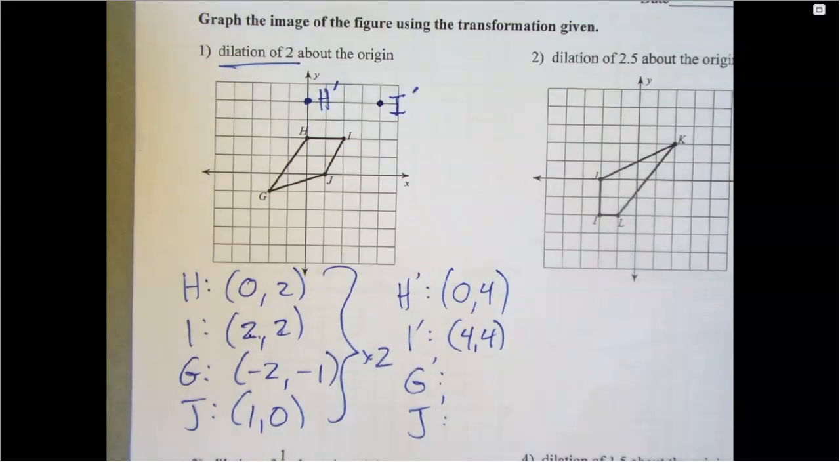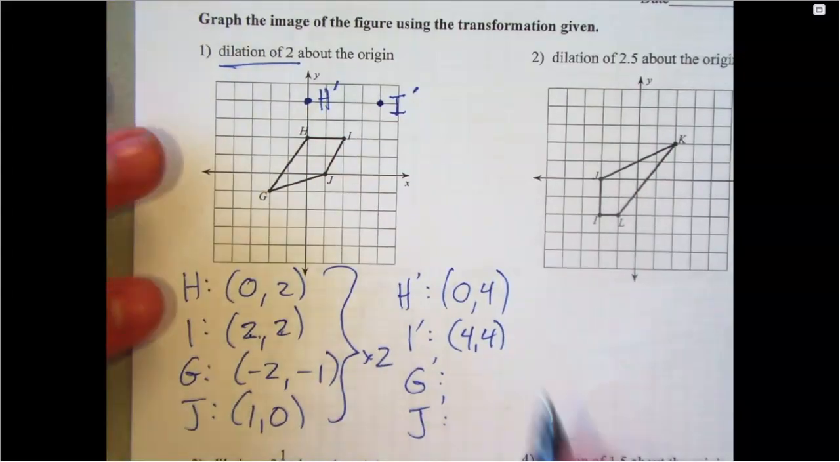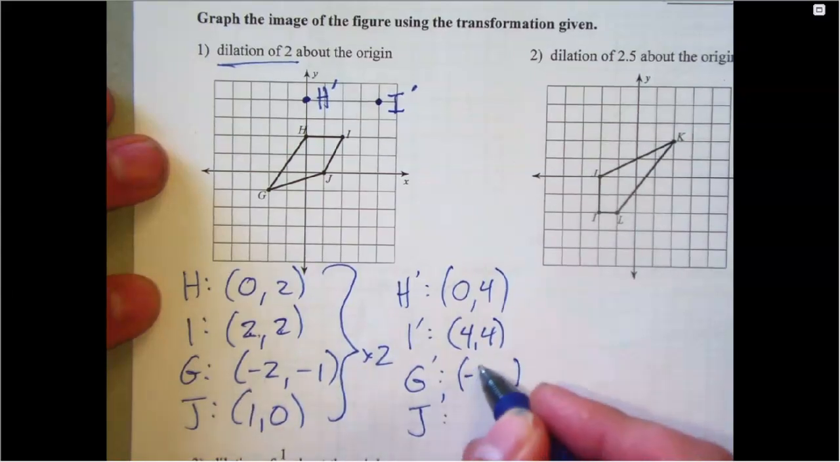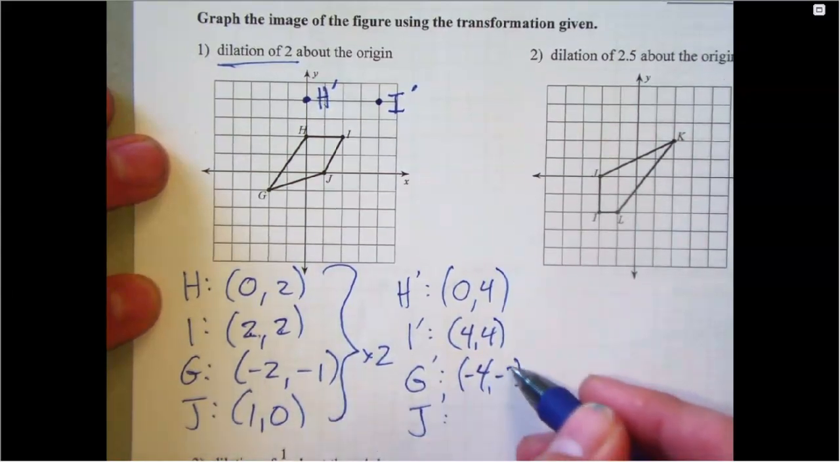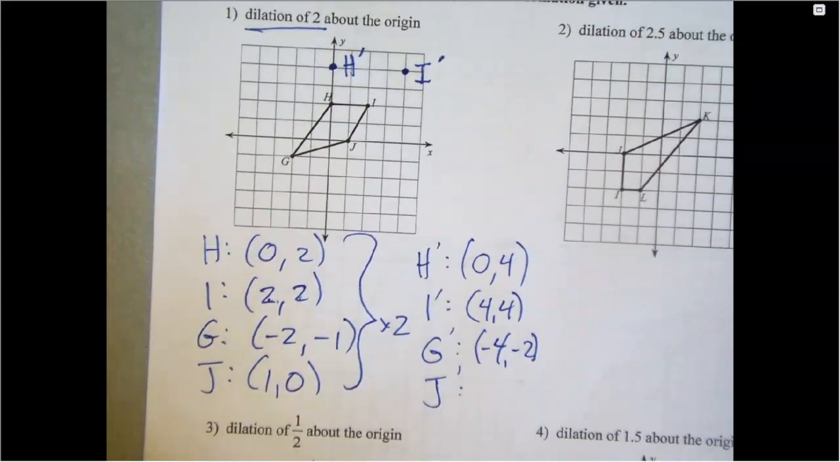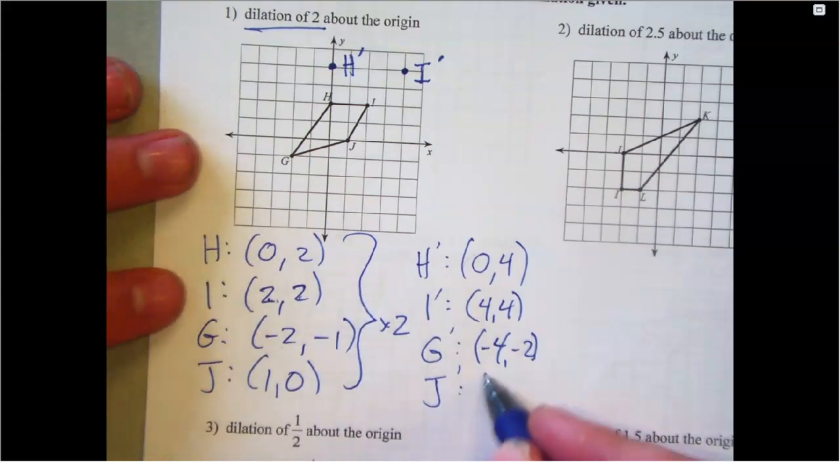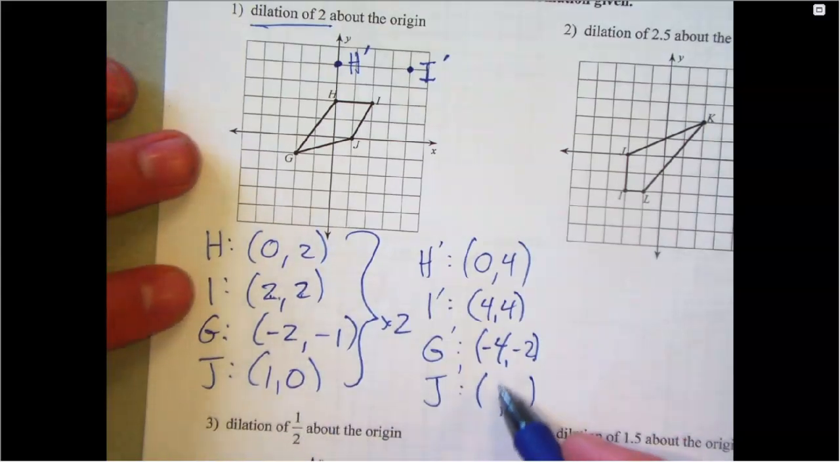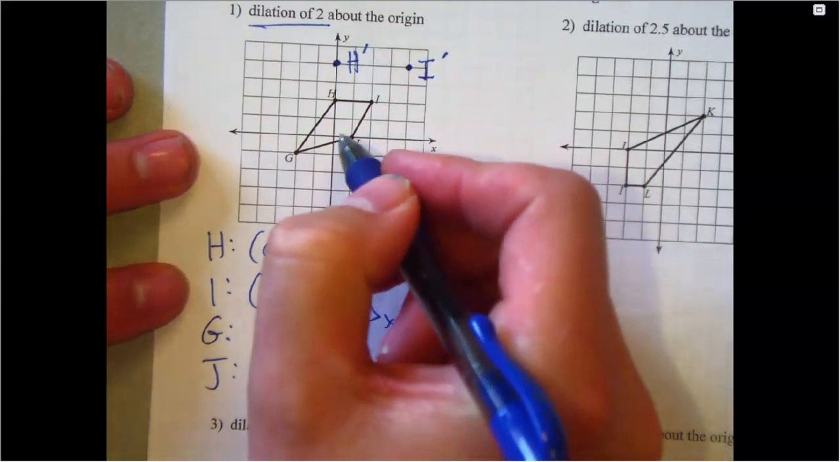Nico, can I call on you? What happens to G if I double both those numbers? -2 times 2 again. So it'd be -4 and then -2. Okay, pretty good. So you multiply. I think you divided it. So 1, 0, double both of those. Give me 2, 0. And then put those points on there.